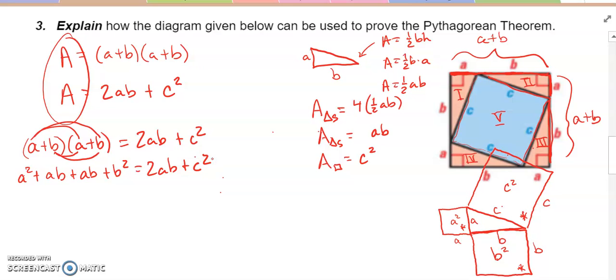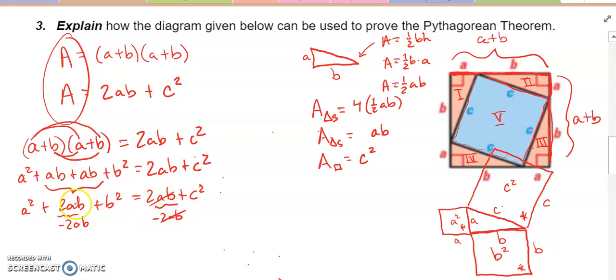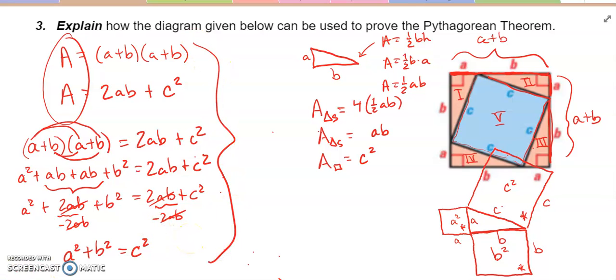All right, last piece here. I've got 2ABs here. I've got an A squared and a B squared. It's equal to 2AB plus C squared here. So I want to combine my like terms. So this like term right here, this is an AB and this is an AB. If I just subtract that from both sides, those will cancel. So those are gone. And I'm left with A squared plus B squared equals C squared. So this is the math behind the Pythagorean theorem.